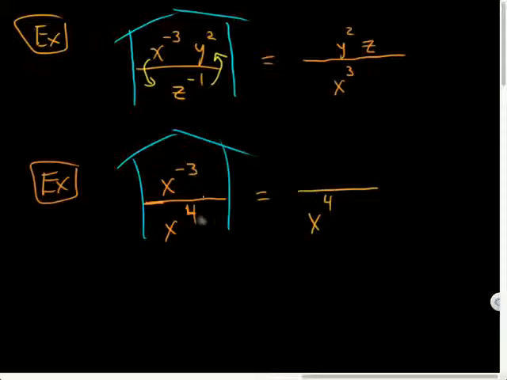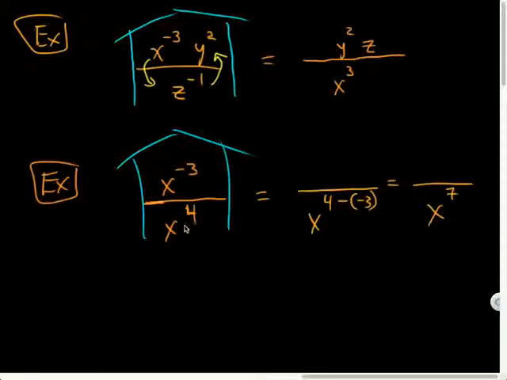And what do I do when I'm dividing? I subtract exponents. I'm going to subtract a negative 3 here. And what is 4 minus a negative 3? That's the same as 4 plus 3. So that's x to the 7th, and it's positive. So my suggestion here is move the little guy to the big guy.